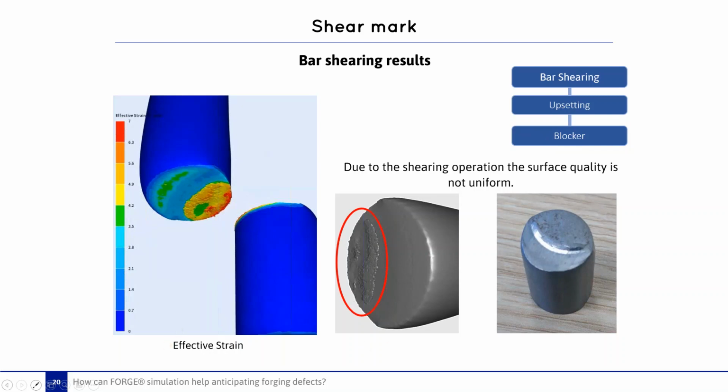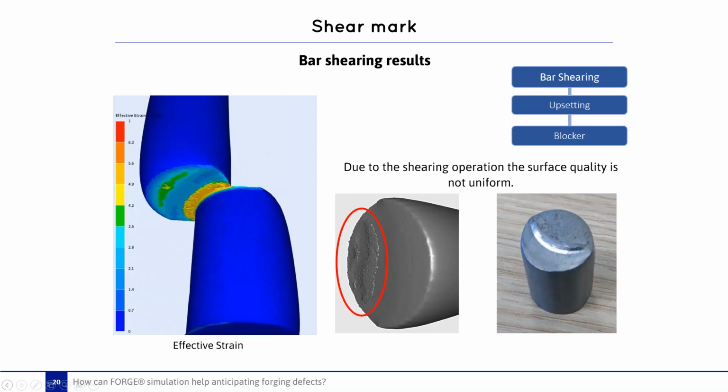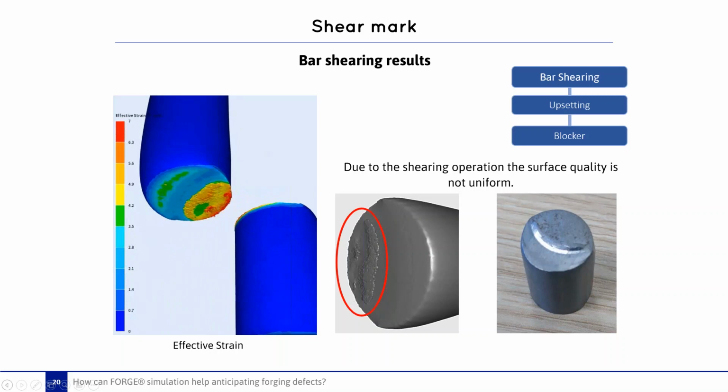Here we present the result, and we can see the effective strain obtained after shearing. The effective strain increased during the shearing operation. Due to the shearing operation, we can check here that the quality of the sheared surface is not uniform. And we can see very well that our results are in very good agreement with the experimental one.